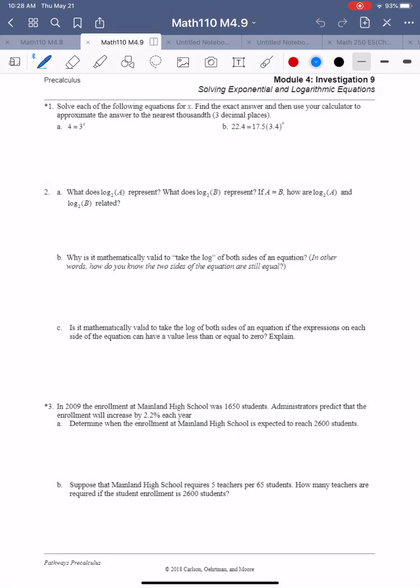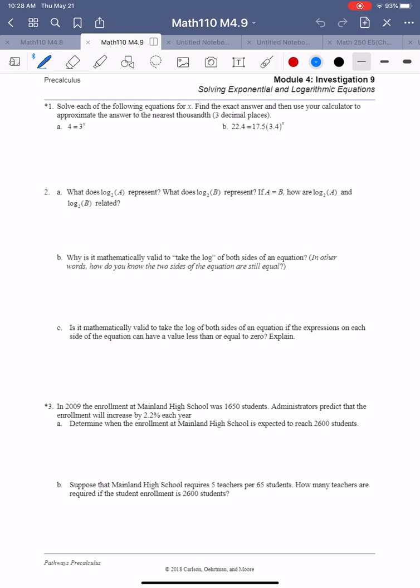Hello, this is a module for investigation 9, solving exponential and logarithmic equations. Number one: solve each of the following equations for x. You can use a calculator to approximate. In order to solve for x, instead of guessing, it's better to change to the logarithmic form.